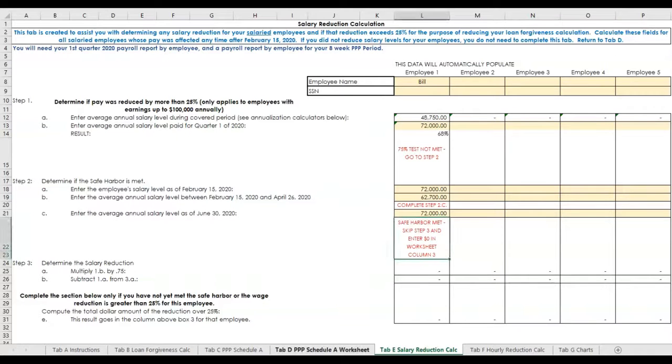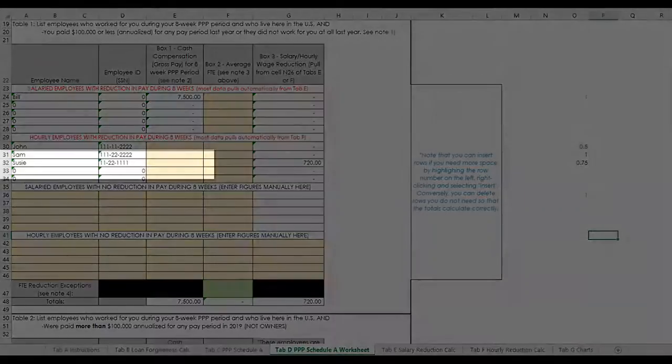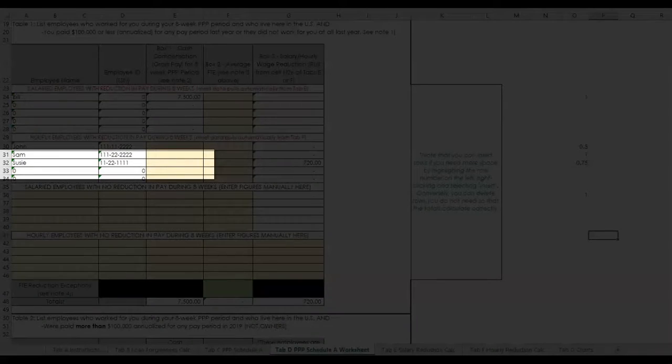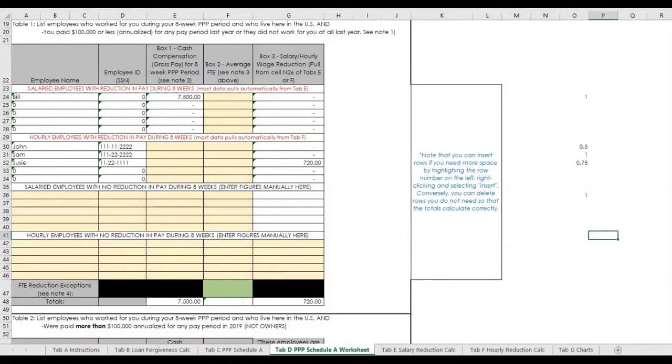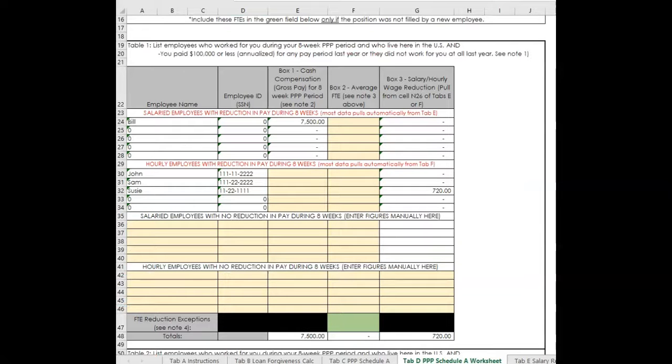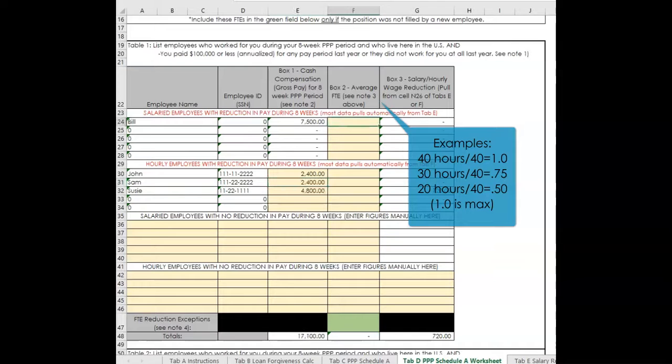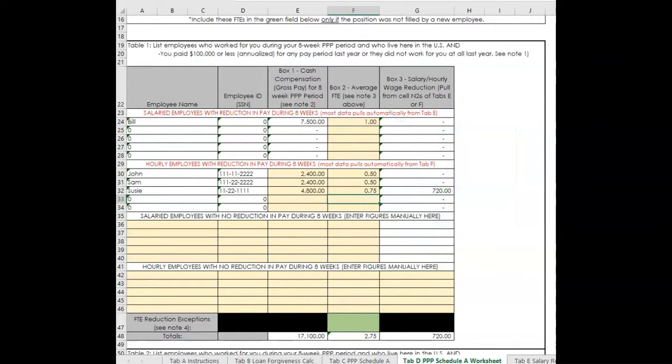As you will see when you move over to tab D, the names, social security numbers, salaries paid, and any wage or salary reduction from tabs E or F automatically populate these fields. In box 1 for your hourly workers, record their actual pay during your covered period. In box 2 for both hourly and salaried workers, indicate what each employee's full-time equivalent calculation is. This is based on a 40-hour work week where you divide an employee's average hours worked by 40. So someone working 40 hours or more on average is 1 full-time equivalent, while someone working 30 hours on average is 0.75, and so on.